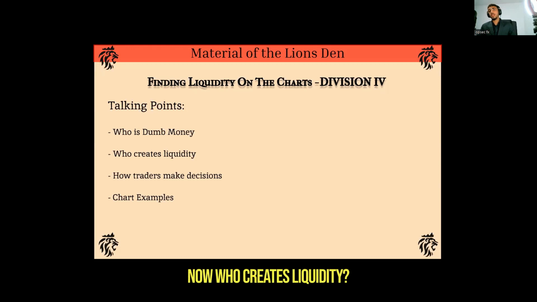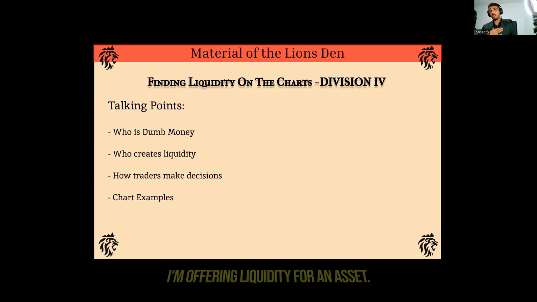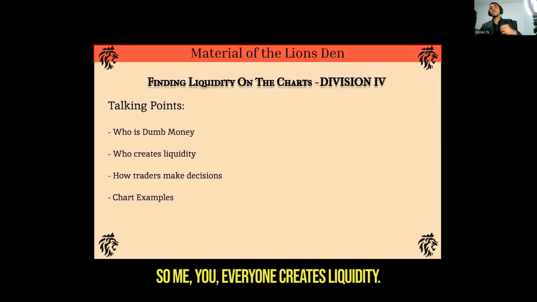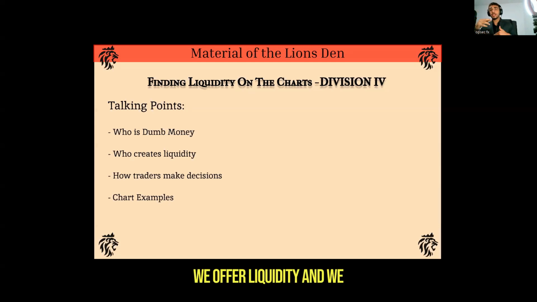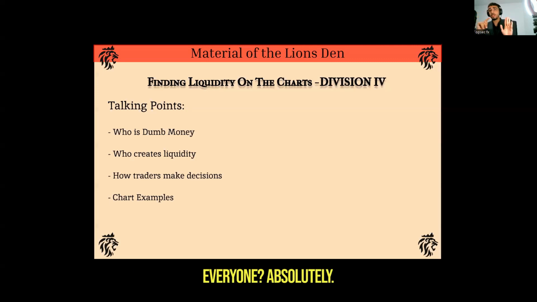Now, who creates liquidity? Well, all of us create liquidity. When I enter a position, when I give cash for an asset, I am offering liquidity, cash, for an asset. And when I exchange the asset for cash, then I am liquidating. I am taking liquidity to liquidate myself. Okay? So me, you, everyone creates liquidity. We offer liquidity and we take liquidity from these markets. All of us, absolutely every single one.